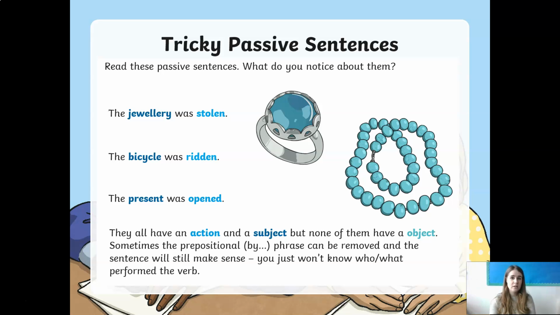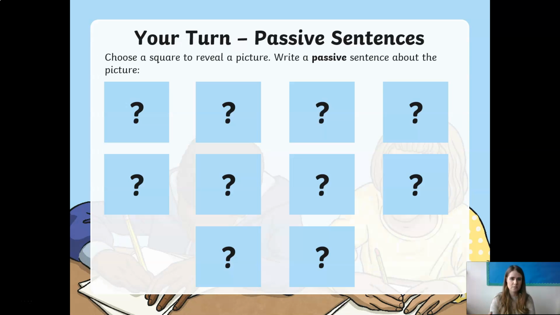They're still passive. So if you were to read out loud and go, well, the jewellery was stolen, well, by who? Well, by a robber. Oh, well, if the jewellery was stolen by a robber, that makes it a passive sentence. So even without the by robber on the end, it's still passive. The bicycle was ridden, well, by who? Well, by Sarah. Oh, by Sarah. So had I added that on, it'd be passive. So sometimes we just need to have the action, the subject. It still makes it a passive sentence, okay?